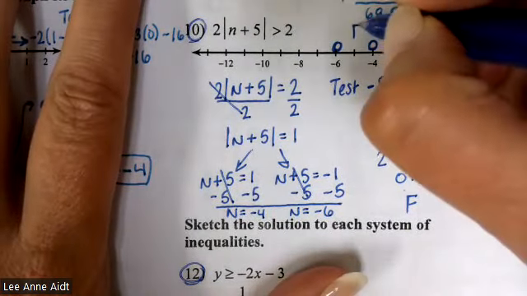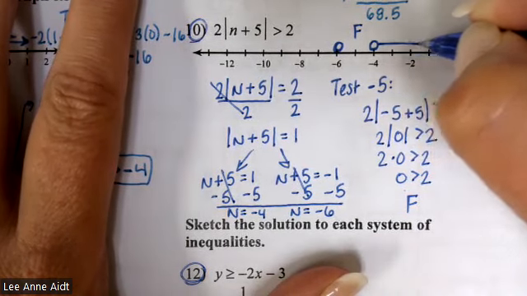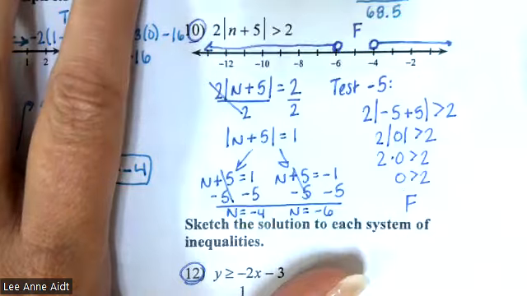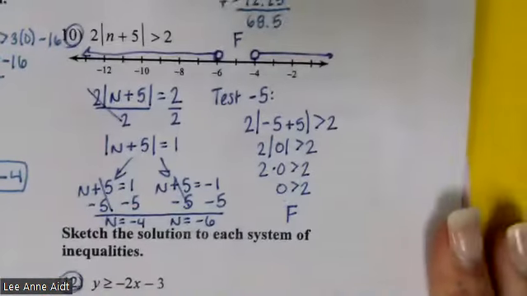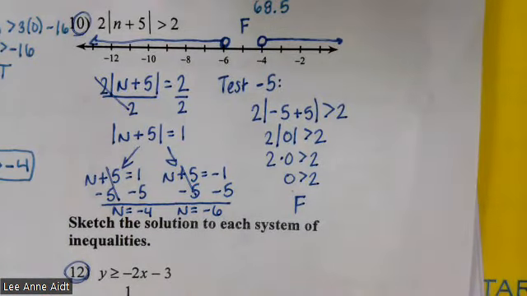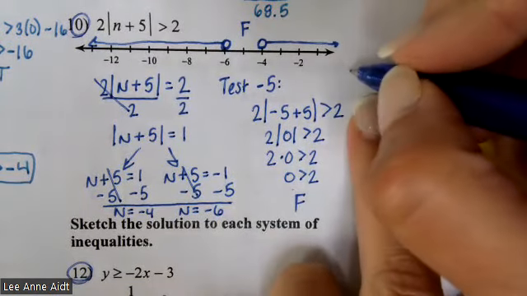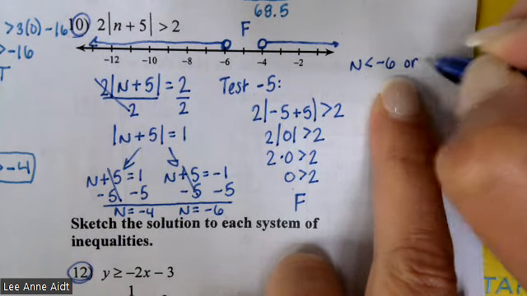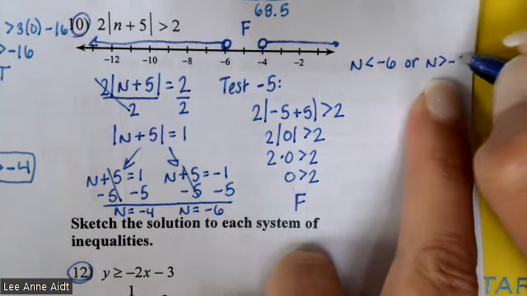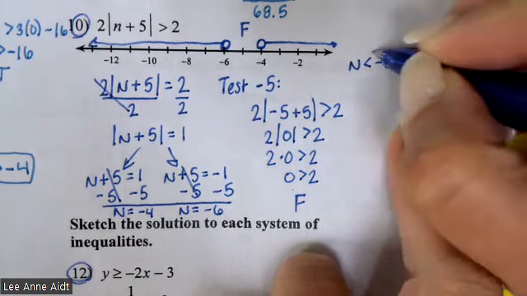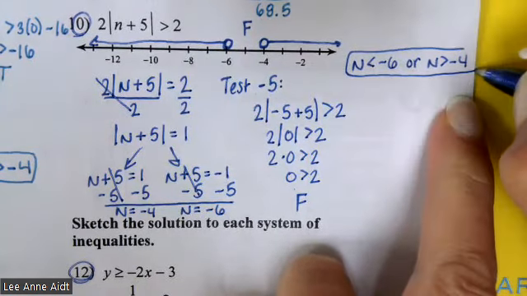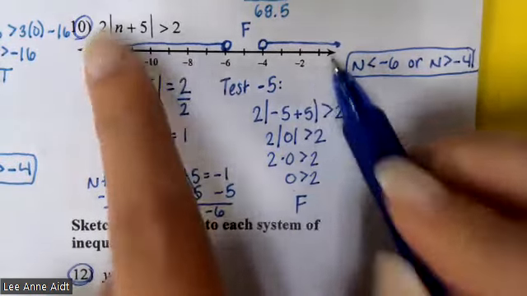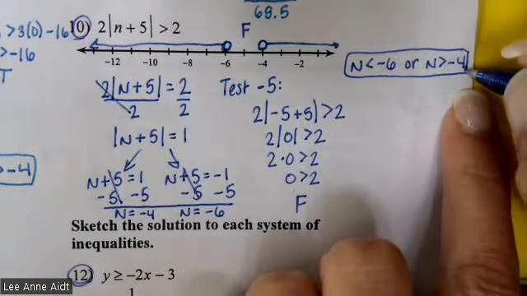Okay, false at -5 means that my arrows will go out away from the false. And then we have to write the final answer, which is the thing that everyone forgets. N is less than -6, or N is greater than -4. Notice my arrows are going out just like my arrows going out on this.